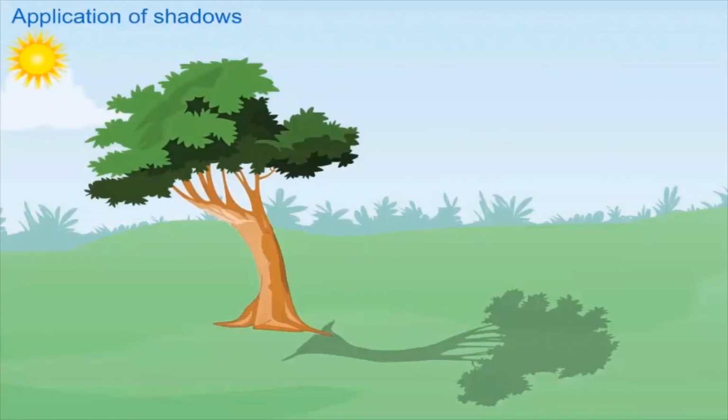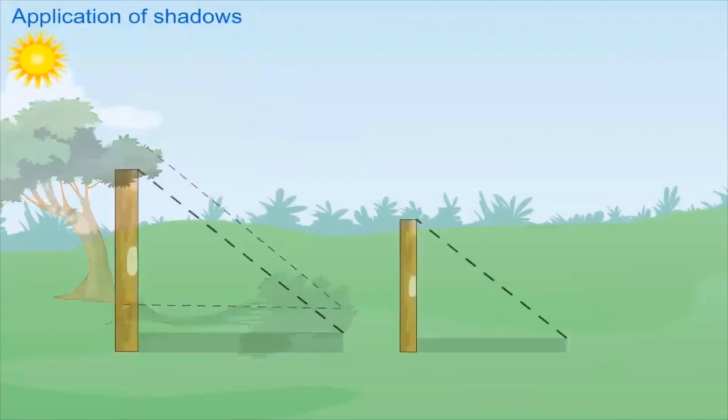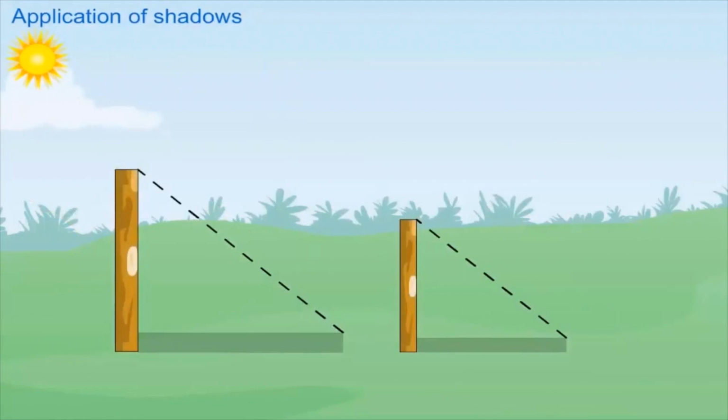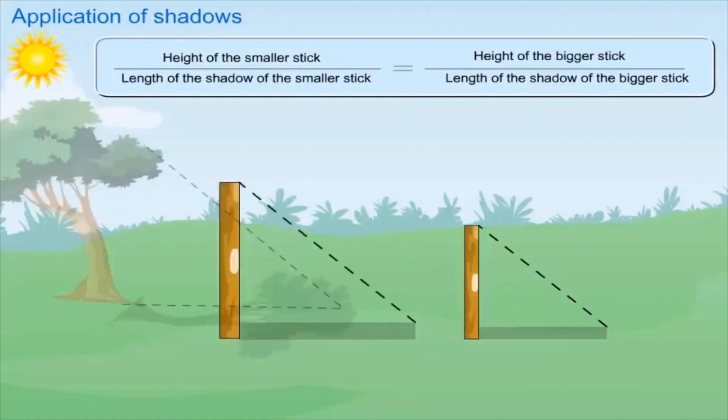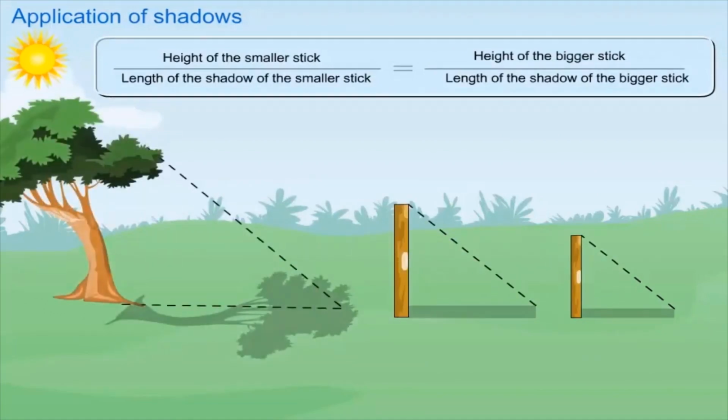Shadows can be used to calculate the length of a tree. It has been experimentally proved that at a particular time of a day, the ratio of the height of the sticks to the length of their shadows is always a constant. That is, height of the smallest stick by length of the shadow of the smallest stick is equal to height of the bigger stick by length of the shadow of the bigger stick. This relation is used to find the height of a tree.